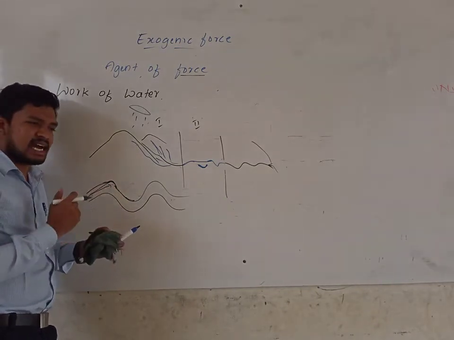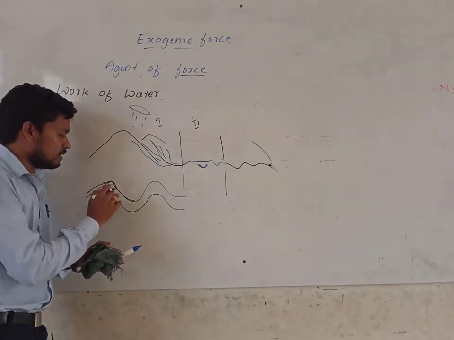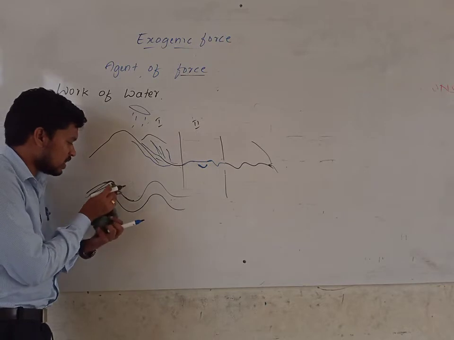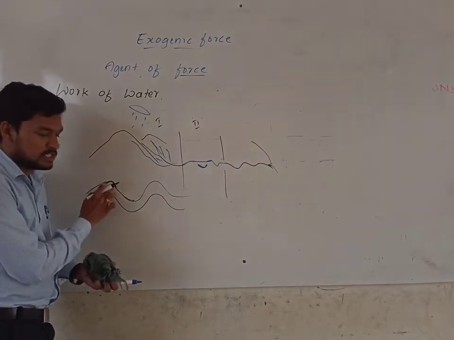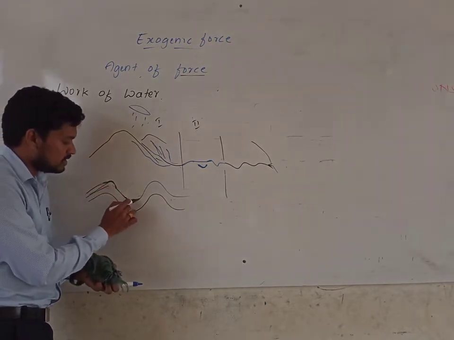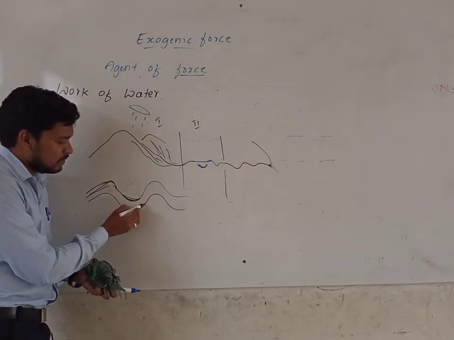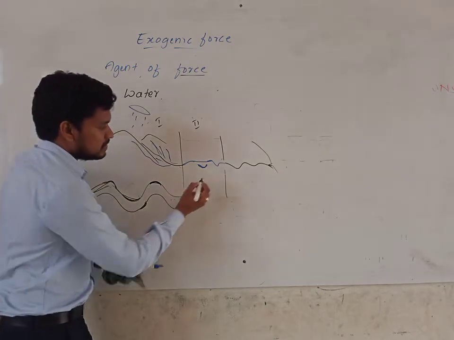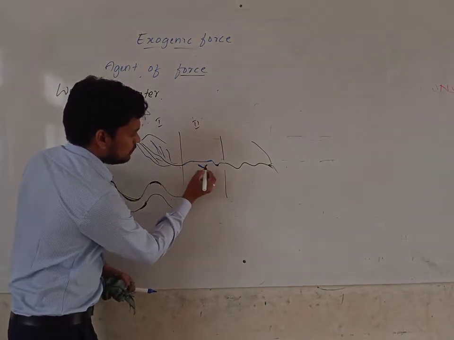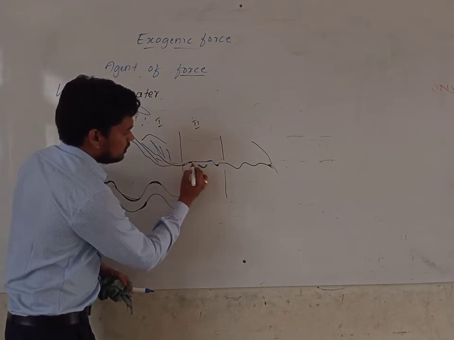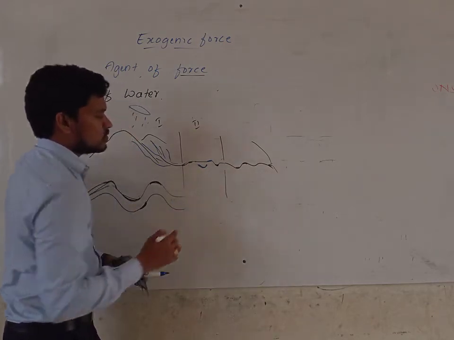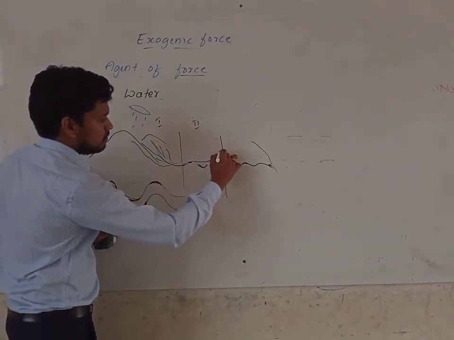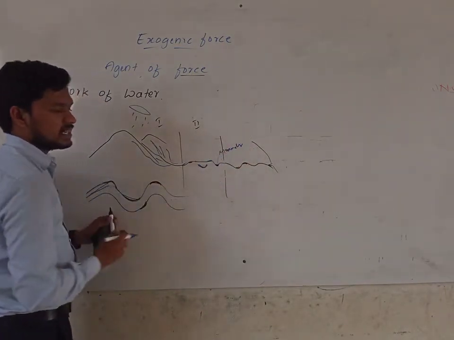When it hits this river bank, it will be eroded. The particles which are eroded and removed here will be deposited in this place. Same like the particles which are eroded here, they will be deposited here. Means it will be deposited in these curves. So it's called meanders. It's a new deposition.